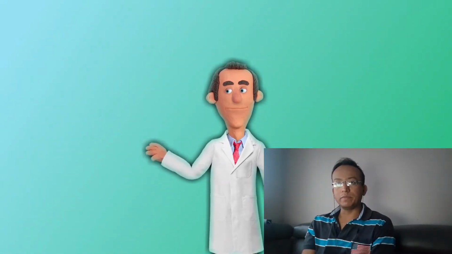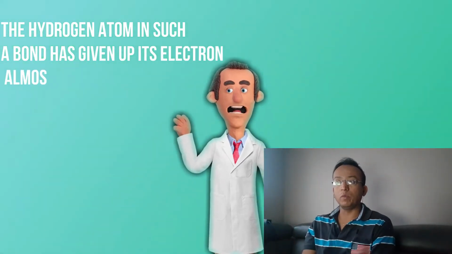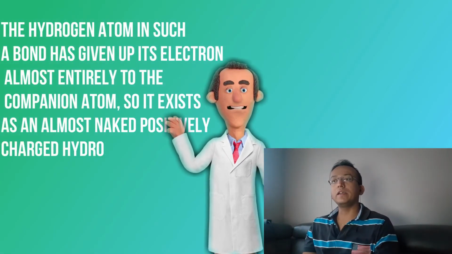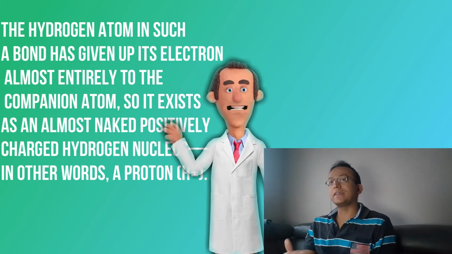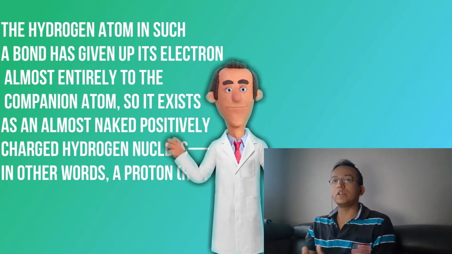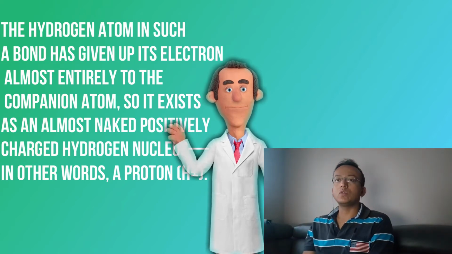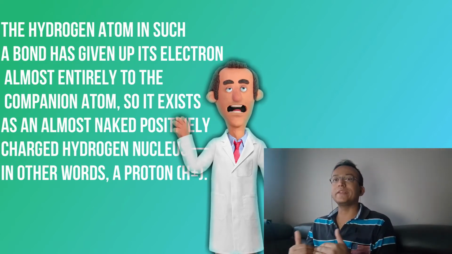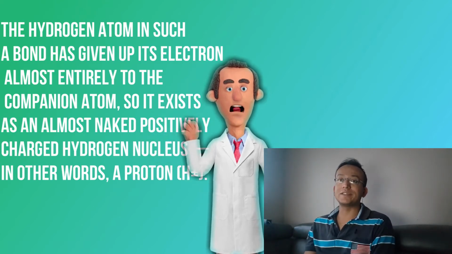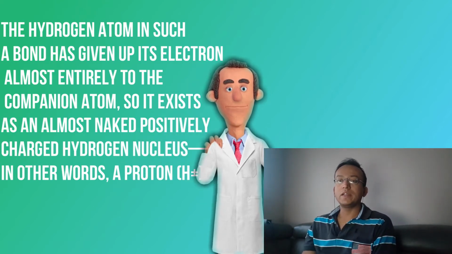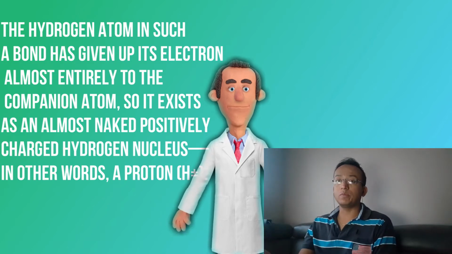The hydrogen atom in such a polar covalent bond has given up its electron almost entirely to the companion atom. When it gives up its electron, it has just a proton. So the hydrogen atom is almost a naked, positively charged hydrogen nucleus. In other words, it is known as a proton, that is H+, the H+ proton that we know.